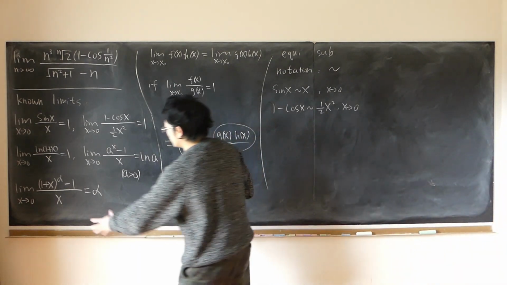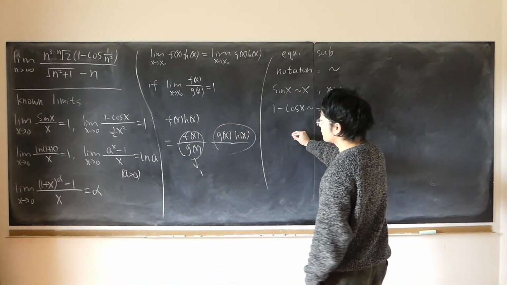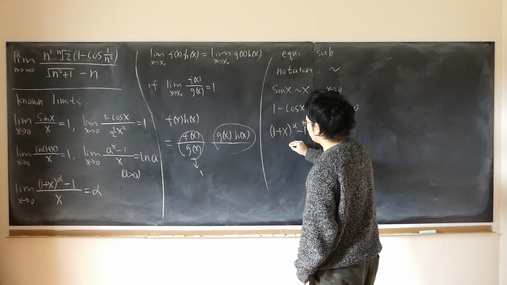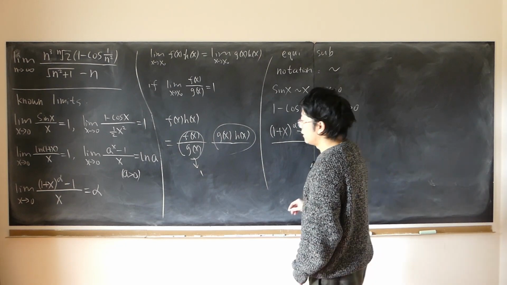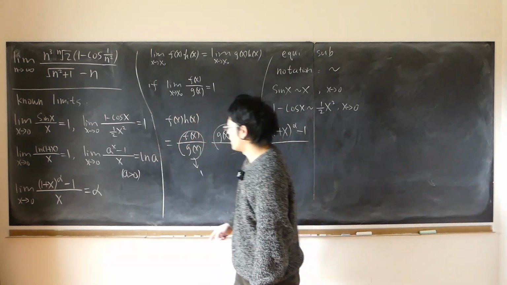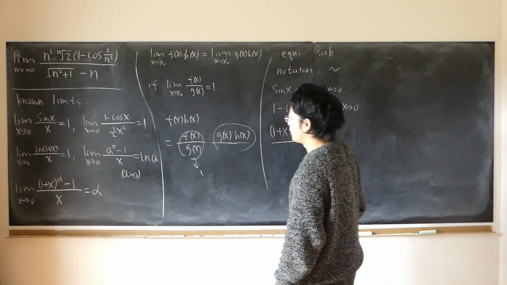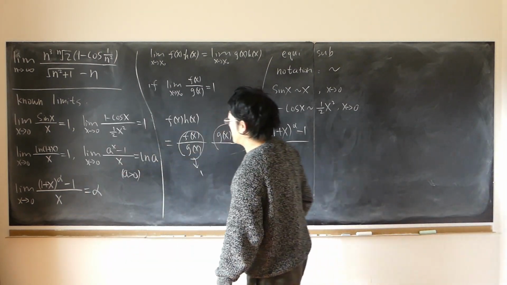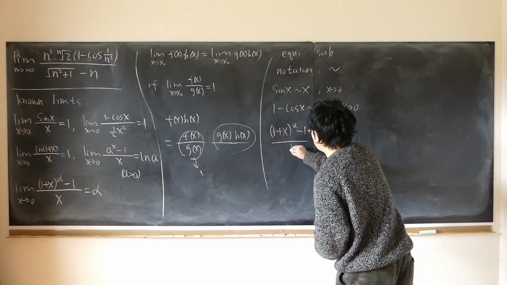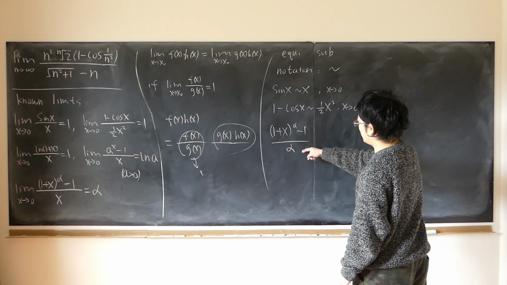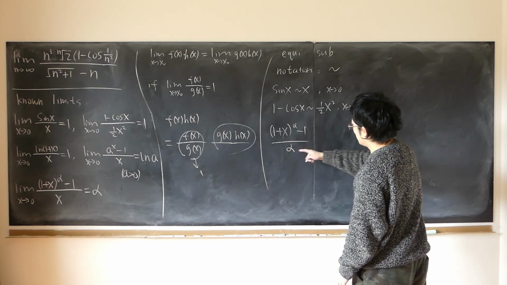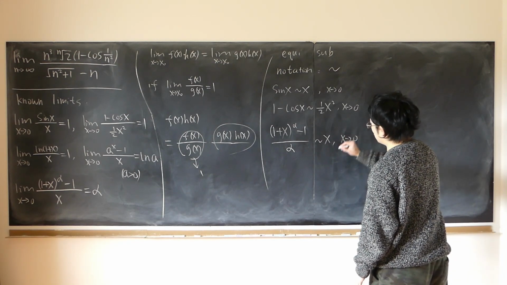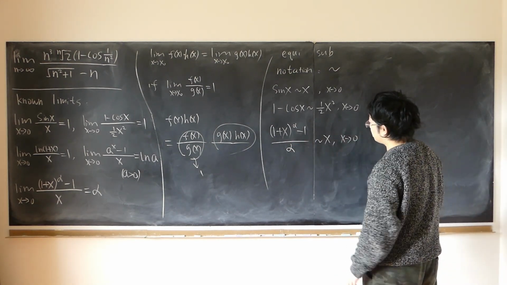Likewise, if I want to use this, then I can say, okay, 1 plus x to the alpha minus 1 over, if I divide alpha over to the other side, I'm left with 1 on this side, right? So meaning the limit of this over x times alpha is equal to 1. So in other words, this thing over alpha, and if I times x, it will approach 1. In other words, this is equivalent to x, equivalent infinitesimal, right?